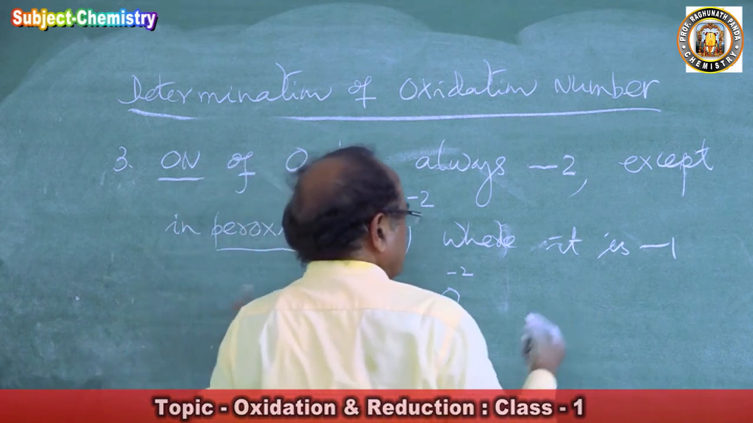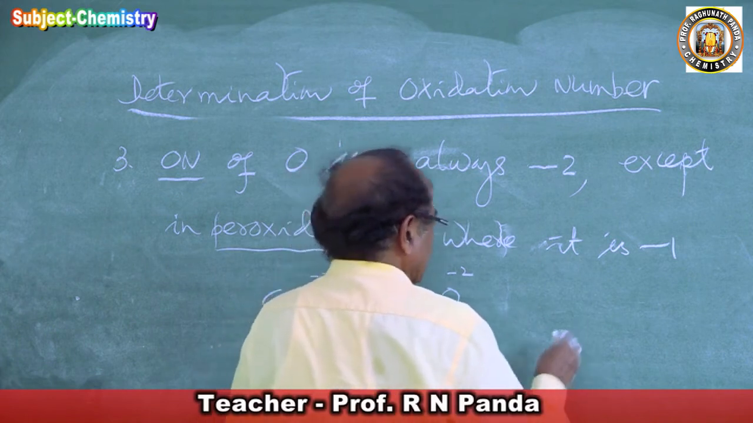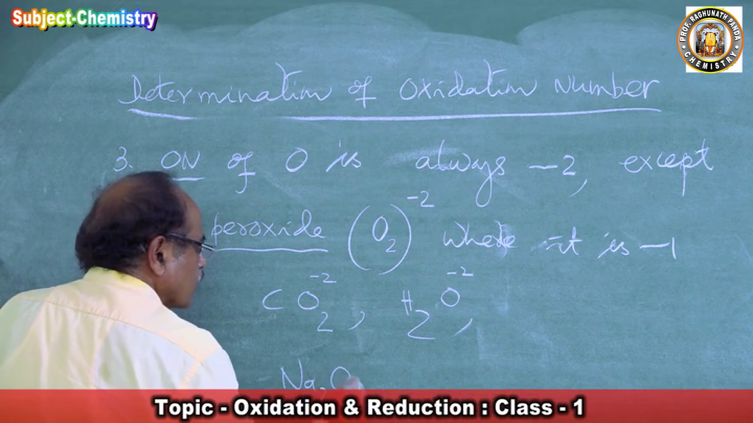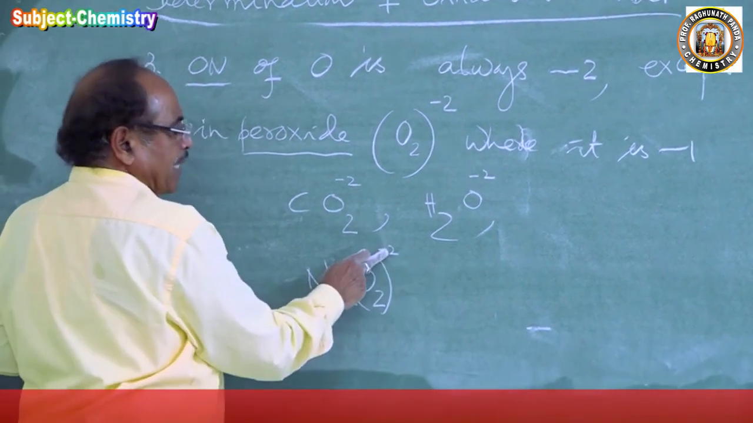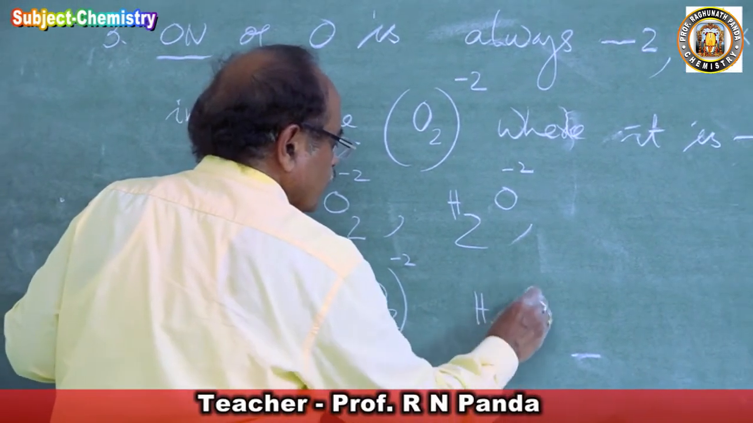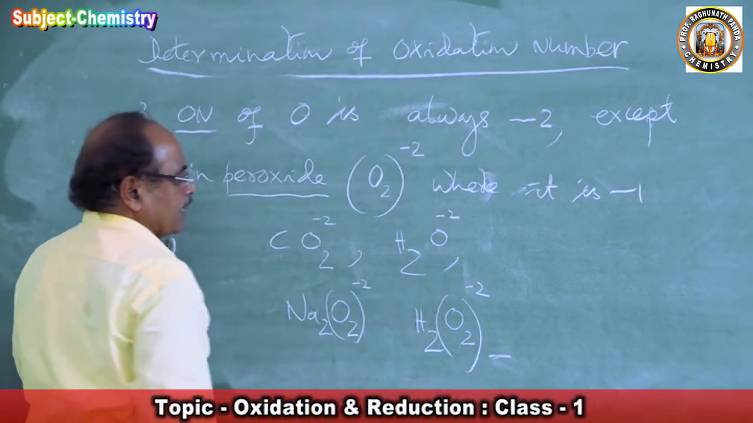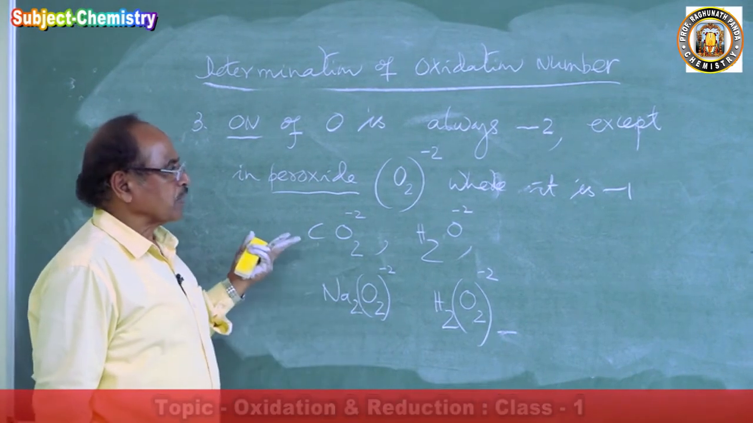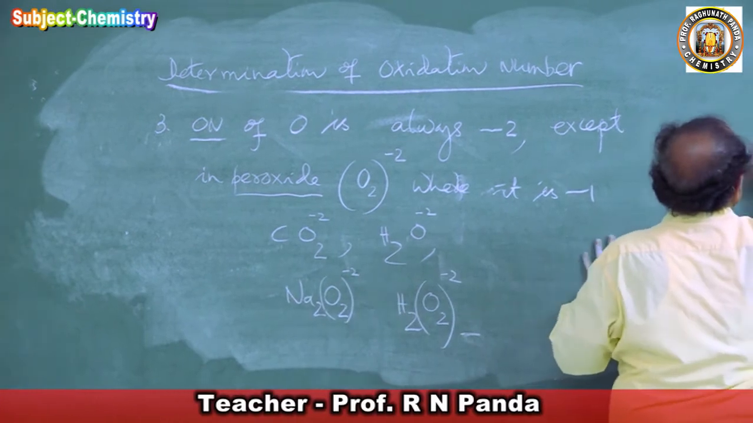If you come to, say, sodium peroxide, Na2O2, so here O2 is -2, so each oxygen is -1. Hydrogen peroxide, H2O2, so here O2 is -2, it is a peroxide. Na2O2, sodium peroxide, H2O2, hydrogen peroxide. Oxygen can also have a +2 oxidation number.